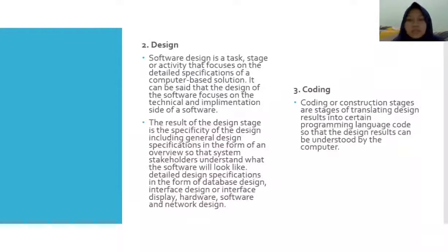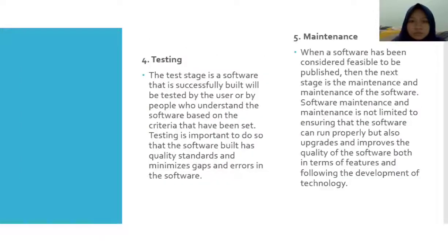Number three is coding. The coding or construction stage is the stage of translating the design result into certain programming language code, so that the design result can be understood by the computer.